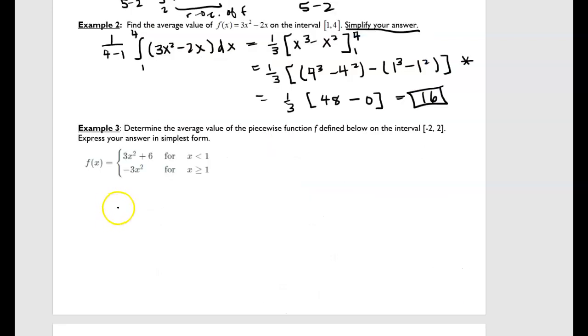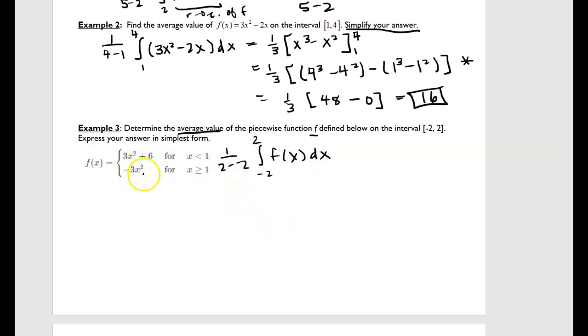Okay, now let's try a piecewise function. So it does ask us to determine the average value of f on the interval from -2 to 2. So when I start this out, I'm going to start it the same as I've done before. So I'll write 1/2 minus -2 times the integral from -2 to 2 of f of x. That is average value of f.